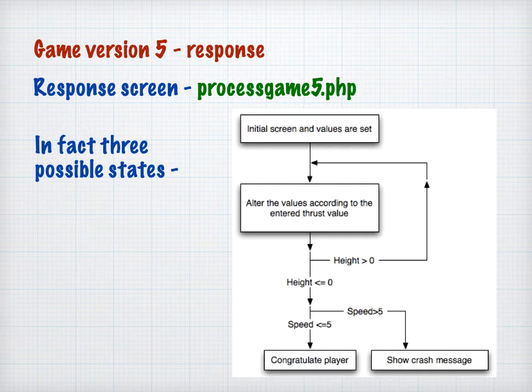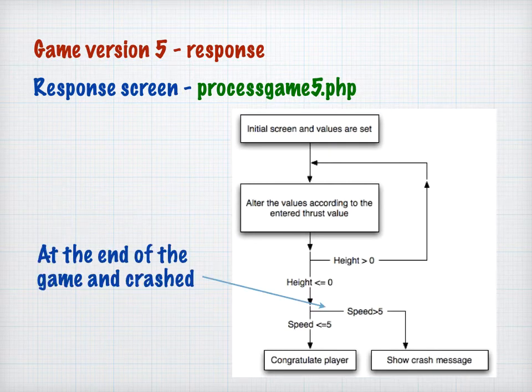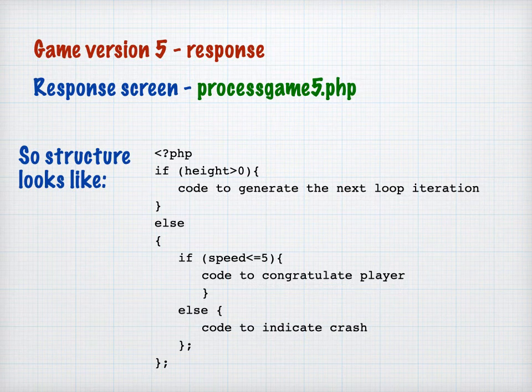So we need a structure that looks like this. You're in the game while the height is greater than 0, you go round and round and round, and then at some point, once the height becomes 0 or less, we need to test for speed. And obviously you've got the two different outcomes there. Either you've done well or you've crashed. So at a high level, that's what this code is going to look like.